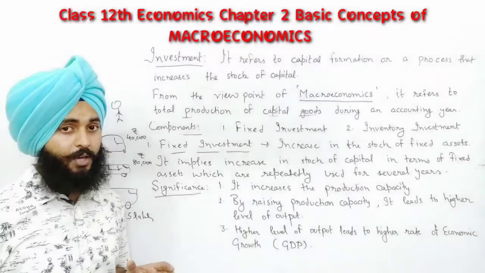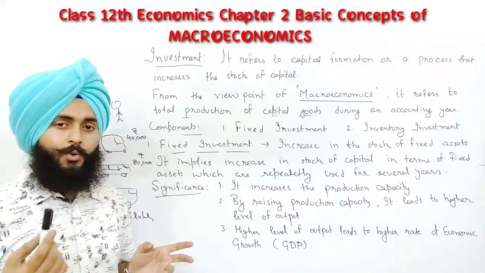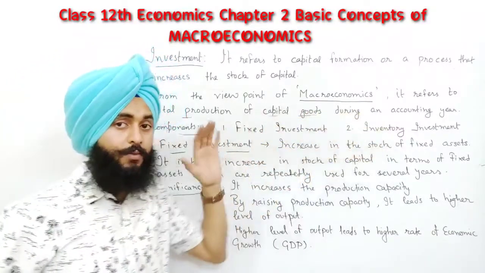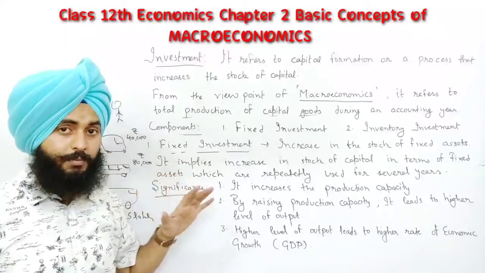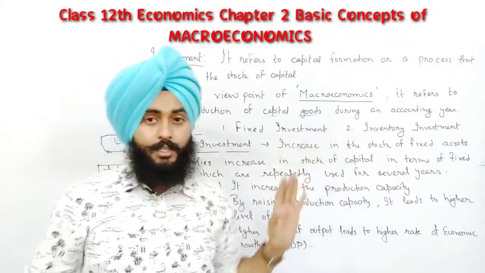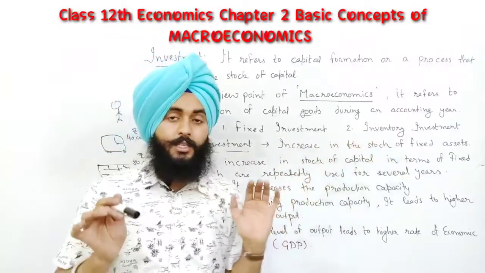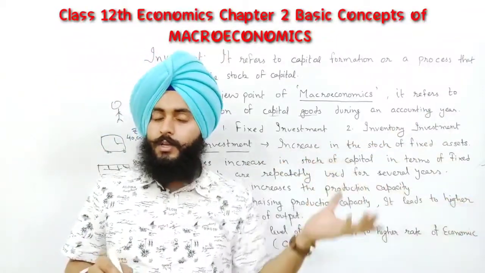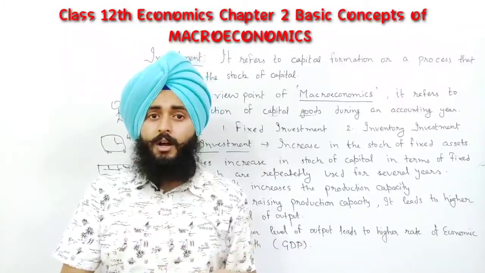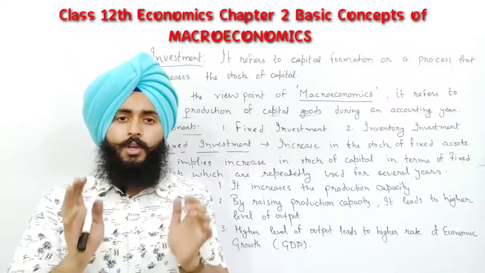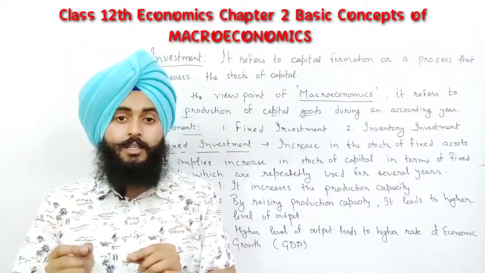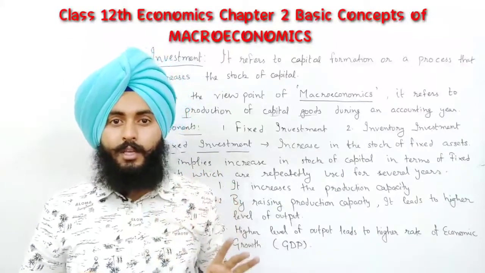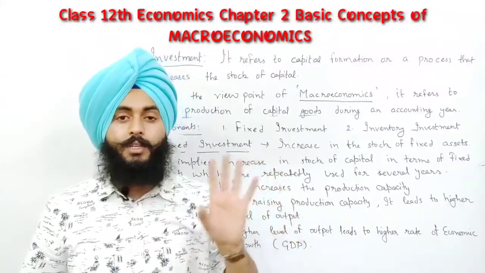Okay, here we have the components of an investment. Two components are there, fixed and inventory investment. When we talk about fixed investment, it means we are related with fixed assets. Fixed investment simply refers to an increase in the stock of fixed assets. Fixed assets means I am talking about plant, machinery, building, land, simply those assets which will give us the benefit for more than 1 year. Jo ek saal se zyada ka benefit dengi. Okay, those will be called fixed assets.